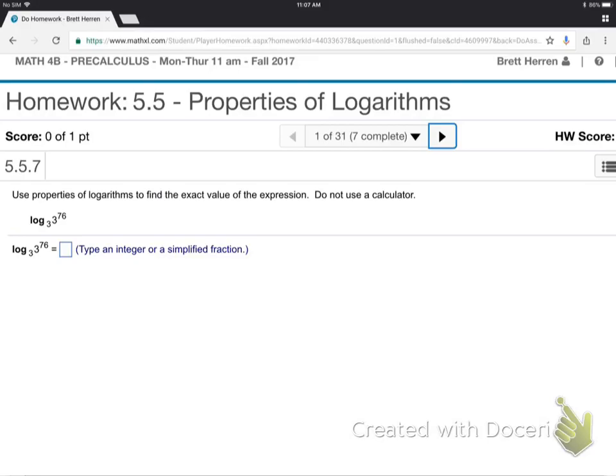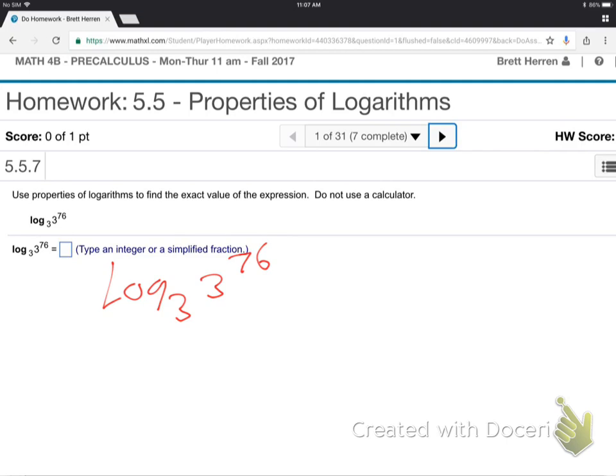All right, so here's 5.5, properties of logarithms. So, log base 3 of 3 to the 76. Okay, so how are we gonna do this? What are we gonna do?